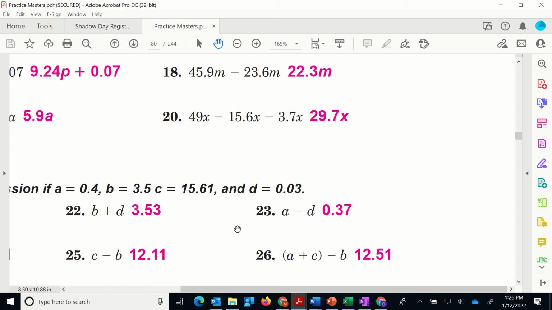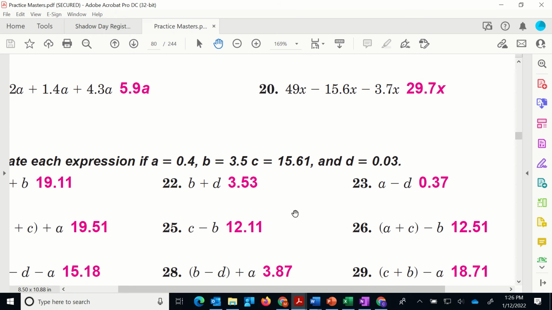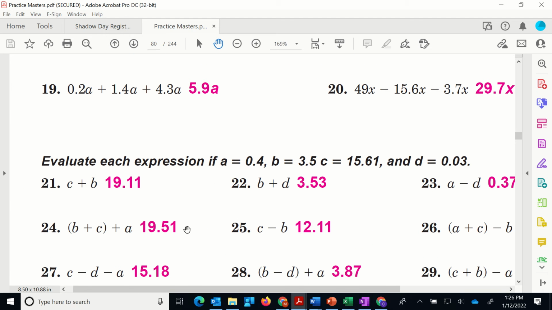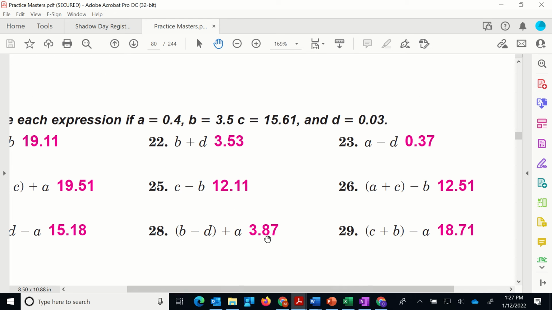Jumping down here to 22. 22, you should have had 3.57. 24, you should have had 19.51. 3.57 or 3.53? I'm sorry, 3.53. I read it wrong. My bad. 3.53 for 22. 19.51 for 24. 26, you should have had 12.51. 28, you should have had 3.87. All right. What do you have questions on from last night's homework?